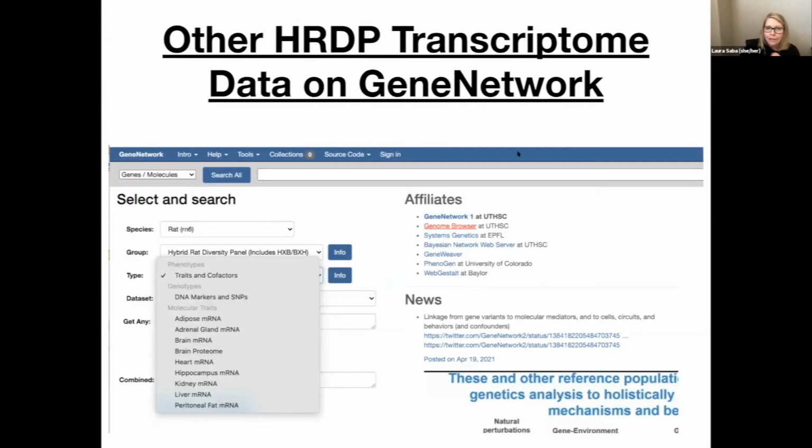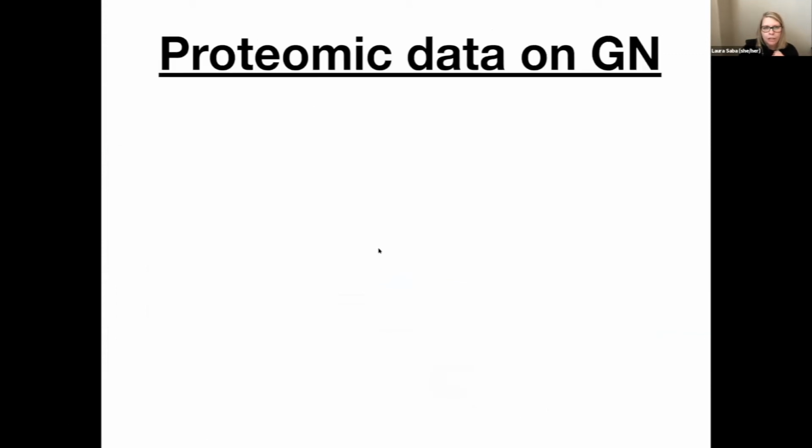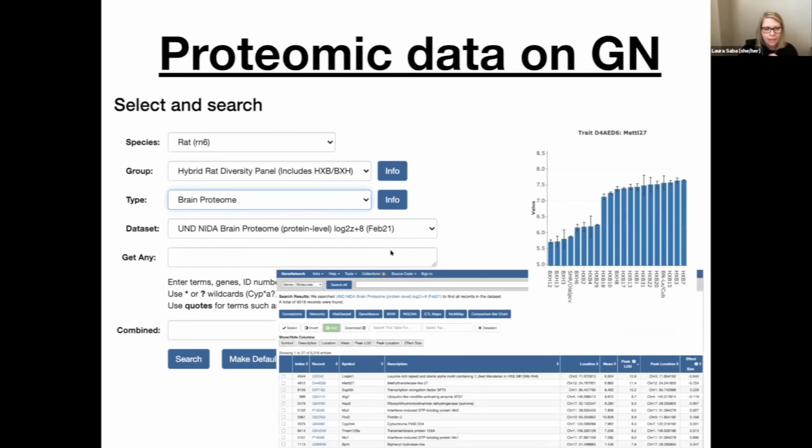There is also other transcriptome data that's available from GeneNetwork. I think this is mostly array data. And then there's also this new set of brain proteome data that I'll talk a little bit more about. And so this was recently collected as part of a pilot grant through the OPAR session.